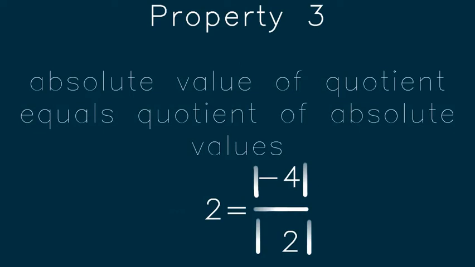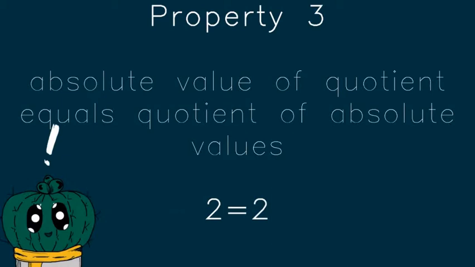So let's do the problem on the right hand side. The absolute value of -4 is going to be equal to 4, and the absolute value of 2 is going to be equal to 2. Now let's divide 4 divided by 2, right? So the answer is 2. As you can see, on both sides we have the same answer. So we can say that the third property is actually true, and we can start using it, right?